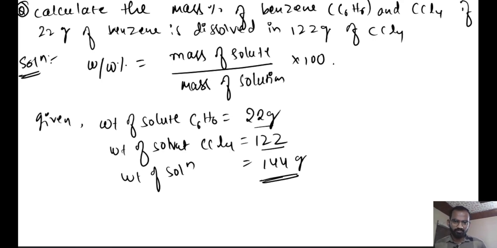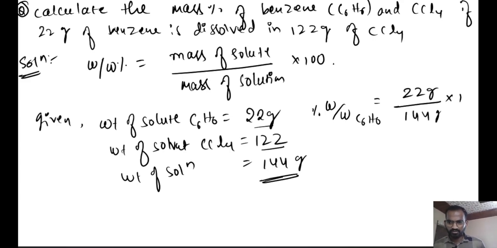Now we have to find both mass by mass percentages. First let me take the percentage weight by weight for benzene, C6H6. That is 22 gram by the weight of solution, 144 gram, into 100. So this is equal to around 0.15215, into 100. If I do that, it comes out to around 15 percentage.